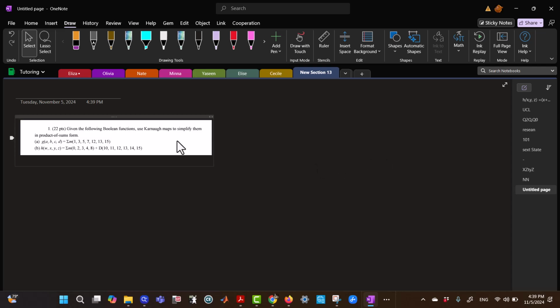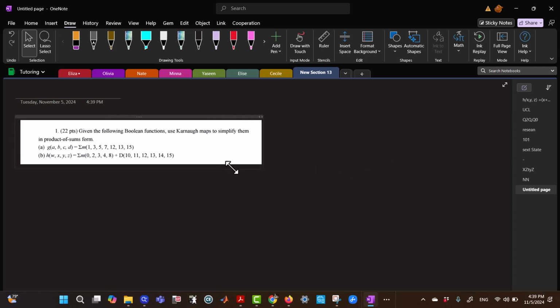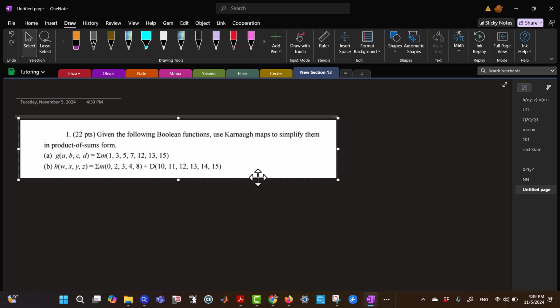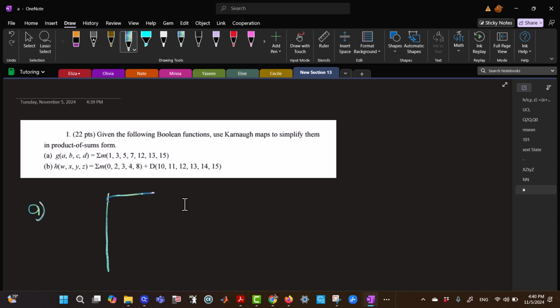Okay, this one is sneaky because it says product of sums. Min terms are usually used for sum of products. Doesn't make any difference. You can use them for both. But min terms, so the little m means ones, but product of sums means you want the zeros. So let's take a look at A.